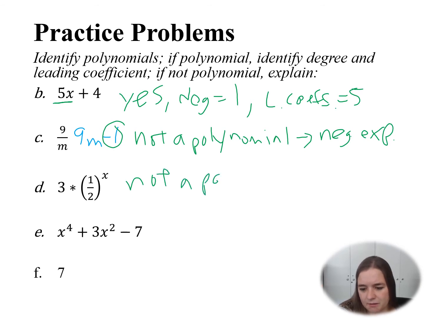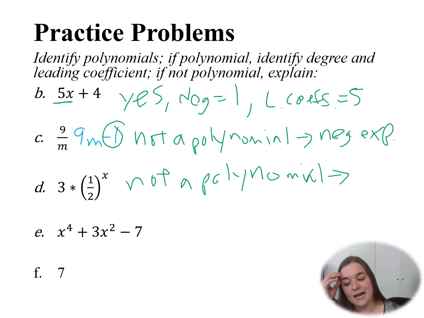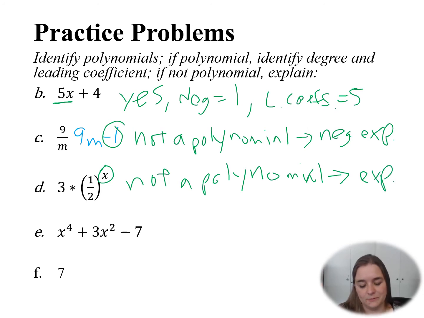By definition, a polynomial needs to have a non-negative integer exponent, and in this case our exponent is x, so the exponent breaks the definition of our polynomial. For the next one, I see x to the 4th plus 3x squared minus 7. This one is a polynomial, yes. It fits the definition. The degree asks about the highest power. In this case, the degree is 4.